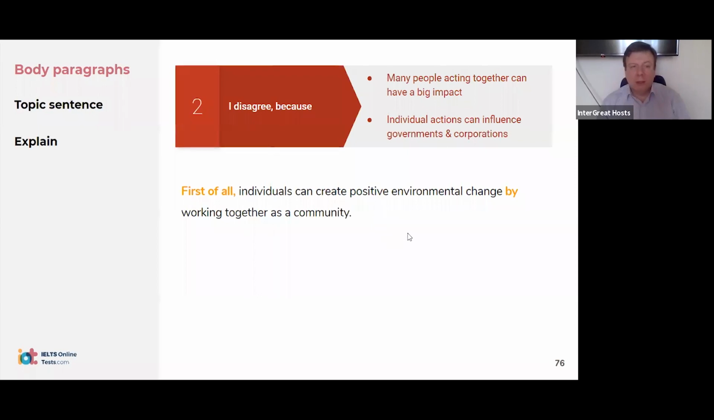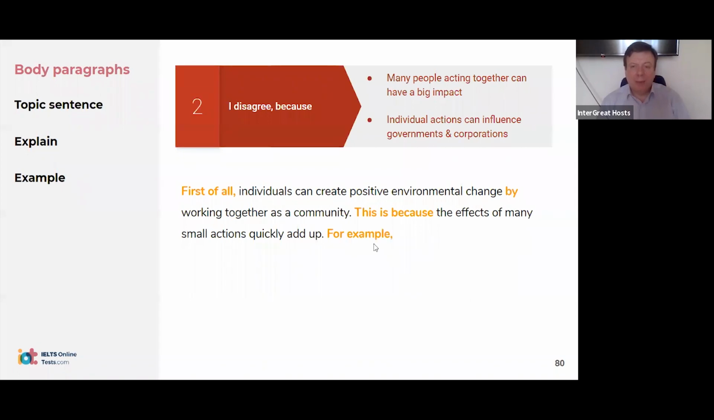So, community. So we'll explain this. This is because, all right, the effect of small actions quickly add up, yeah. The effects of many small actions add up. And then we'll give an example.